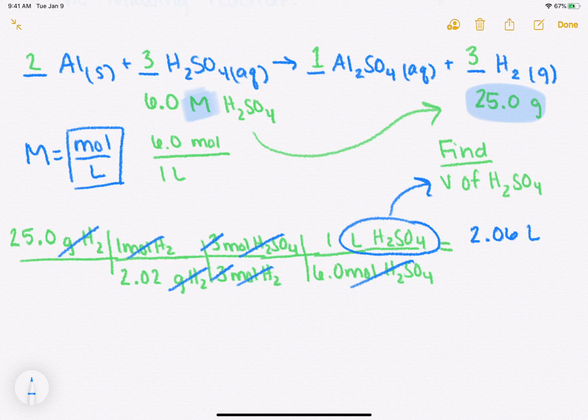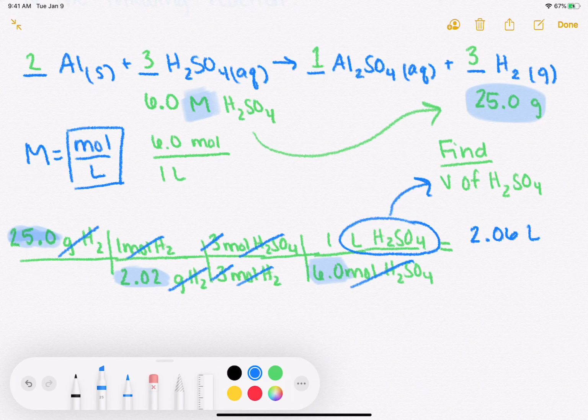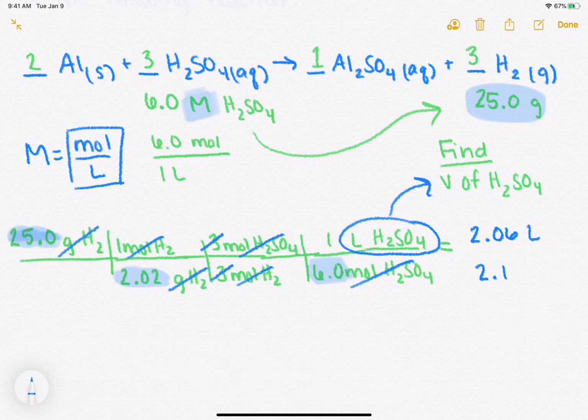And then when we're taking into account significant figures, because we know this is a 3 significant figure number, this one also has 3 sig figs, and this number here has only 2 sig figs. All of the rest of them are exact numbers, and since they don't have any uncertainty, we don't include them when we're looking at significant figures. So here we're looking for a 2 sig fig answer, which means that our final answer should be 2.1 liters of H2SO4 solution.